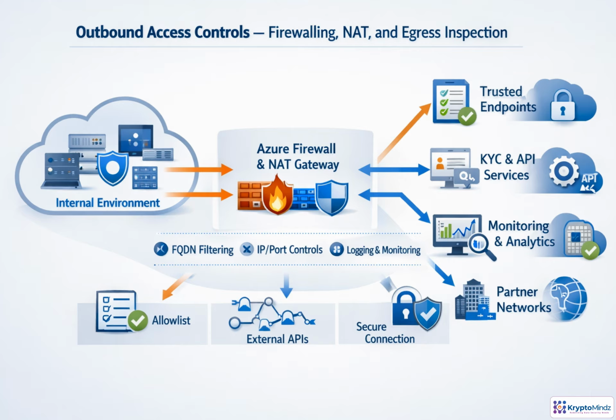Outbound connections should be treated as a controlled service, not a free-for-all to the internet. All traffic from workload subnets is forced through a centralized firewall or approved appliance, which applies FQDN and IP rules, protocol and port controls, and deep inspection. A NAT gateway or firewall SNAT provides stable public IPs for partner allow lists. Everything is logged, so you can detect misconfigurations, risky data flows, and unexpected external dependencies.